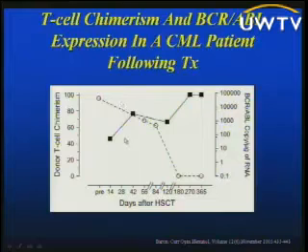This is a single CML patient, and what was done here is we followed engraftment, of course, in the T cell lineage for this patient. Meanwhile, the molecular diagnostics lab also looks at BCR-ABL in this patient, which is their molecular marker for the disease. As you can see, as T cell engraftment proceeds, the BCR-ABL signature starts to decrease, so that by the time 100% engraftment is attained, there's very little BCR-ABL detected in this patient.